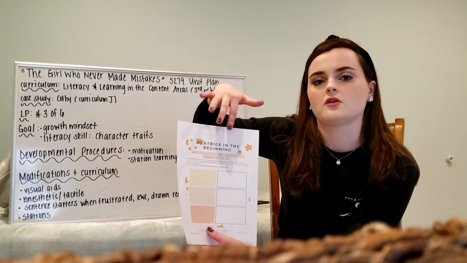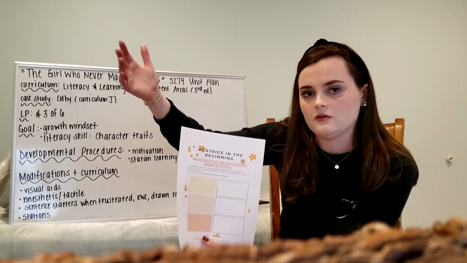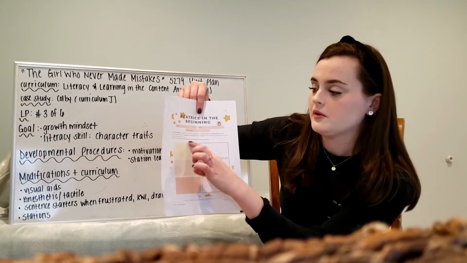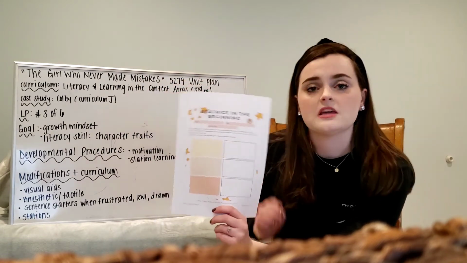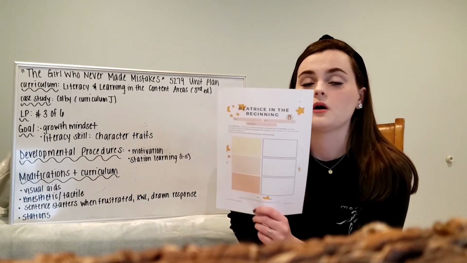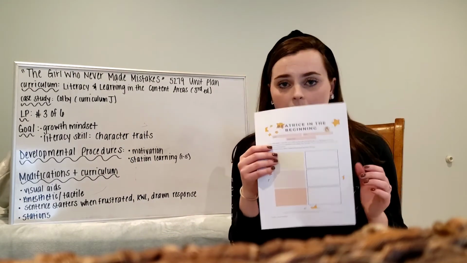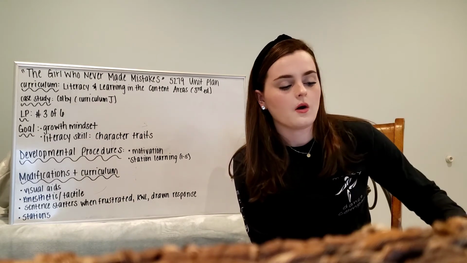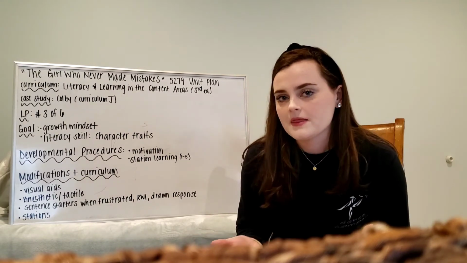Whatever they choose, whatever their comfort level is, whatever their writing and reading level is, that's what they would put in here. Then students, keeping Colby in mind, students do have the option of illustrating the part of the book where that character trait is apparent. So that's pretty much my lesson.